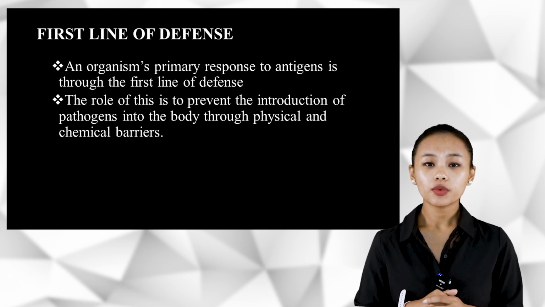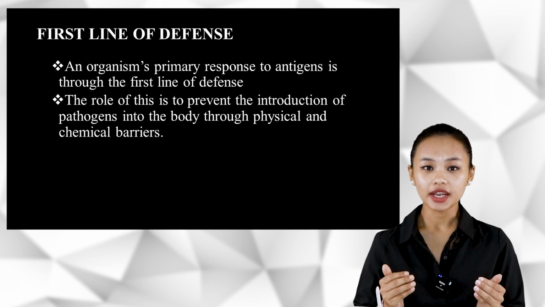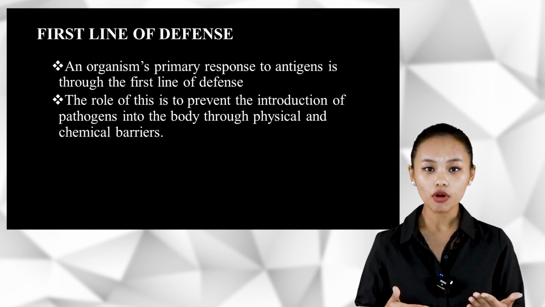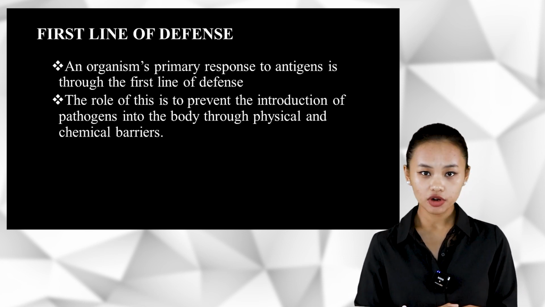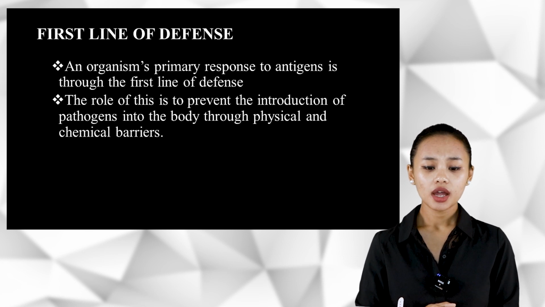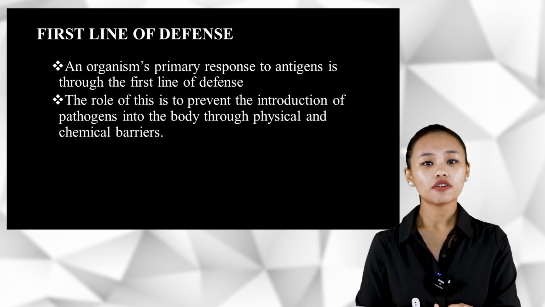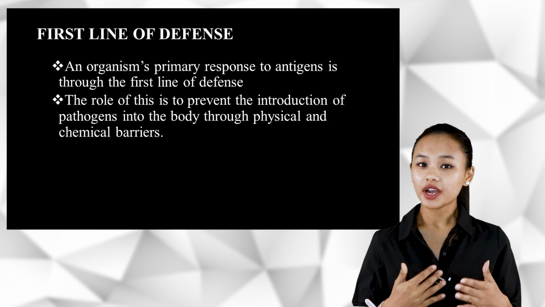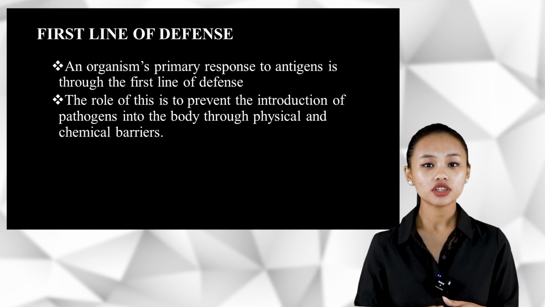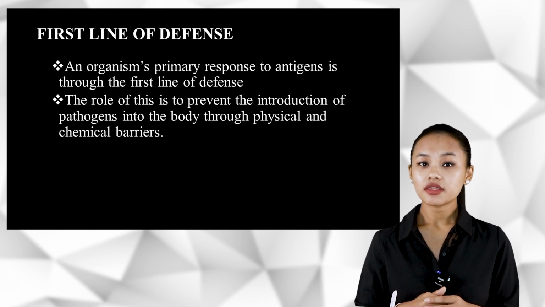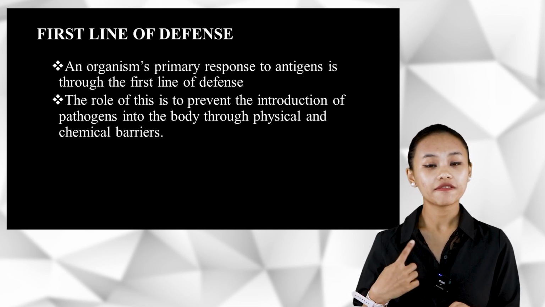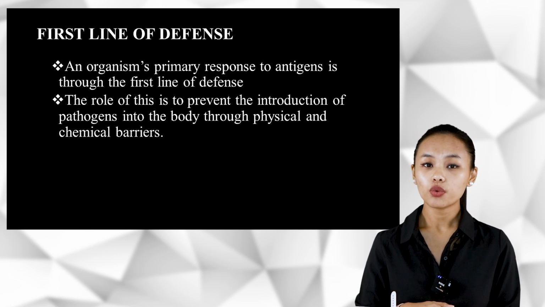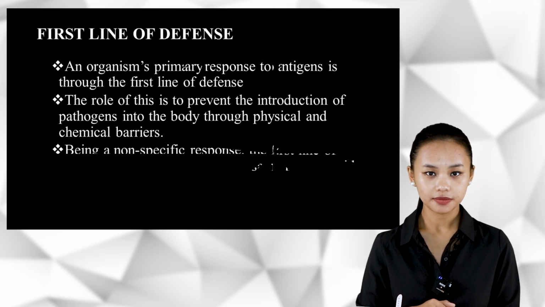So, here we can understand that the first line of defense is the primary response which occurs when the antigen tries to penetrate into the body. As I've said, the first line of defense will try to fight against the antigen from entering into the body of the individual. How can this be done? This can be done by two barriers: the first one, the physical barrier, and the second, the chemical barrier.